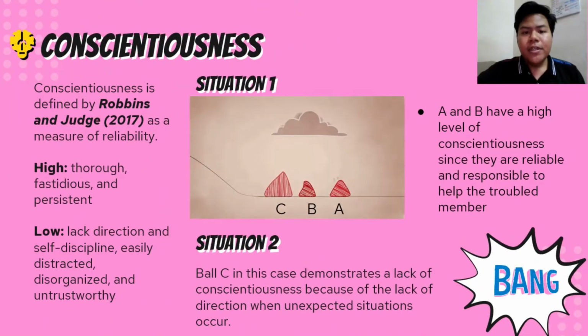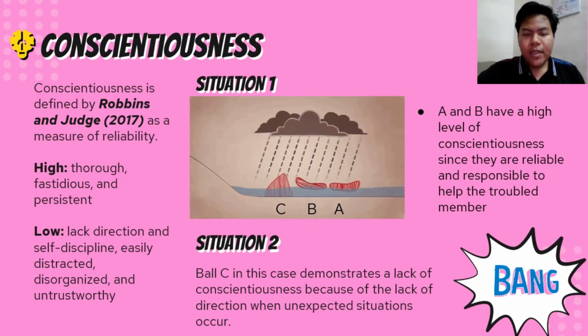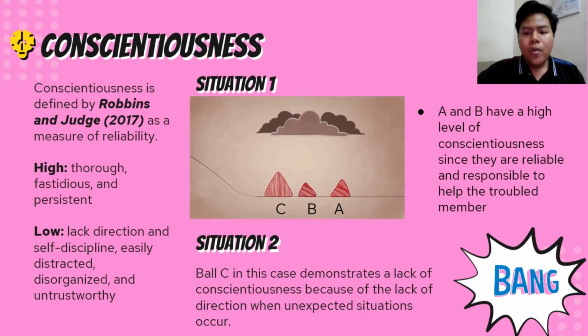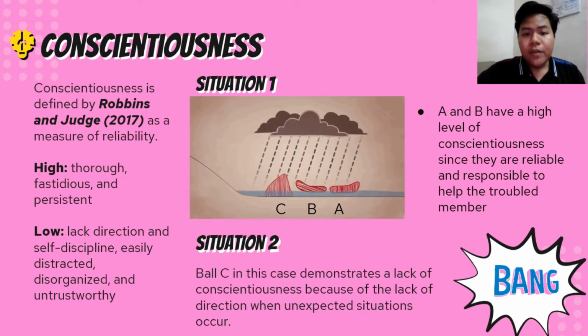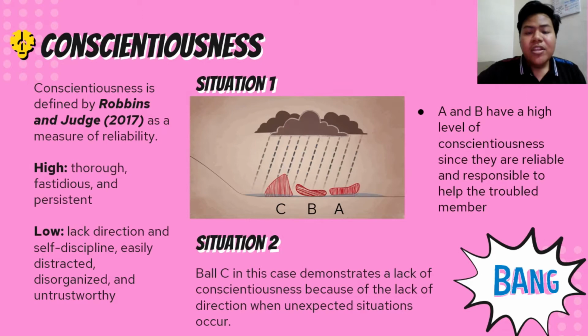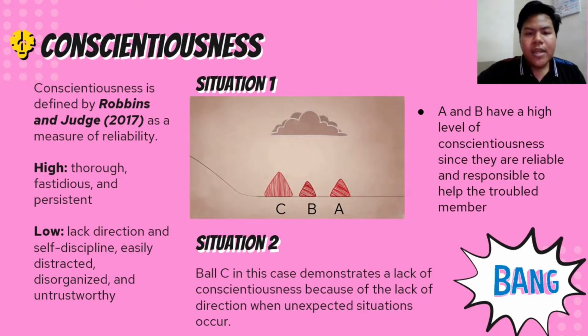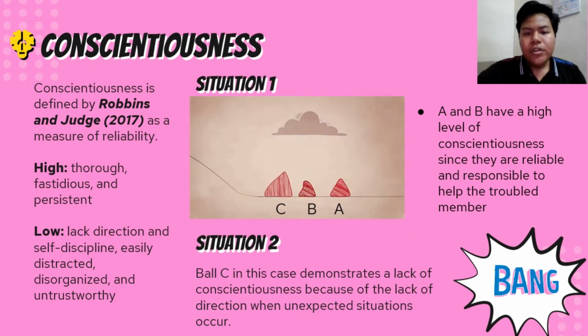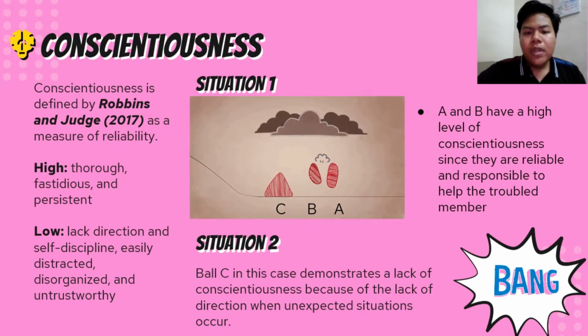Okay, next is conscientiousness. Conscientiousness is defined by Robbins and Judge 2017 as a measure of reliability. Industriousness, order, self-control, responsibility, traditionalism, and virtue are the 6 sub-factors that make up reliability. Referring to the above qualities, people who lack direction and self-discipline, easily distracted and disorganized can be identified as a low level of conscientiousness. Meanwhile, people with a high level of conscientiousness at work are capable of retaining their job performance.